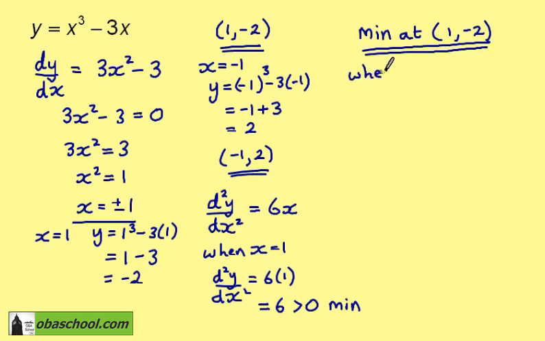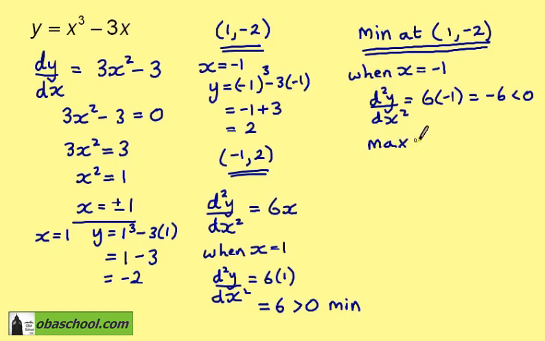When x is equal to minus 1, d2y/dx squared will be equal to 6 times minus 1, which is minus 6. And this is negative, which tells us that we have a maximum point. So we have a maximum at minus 1, 2.